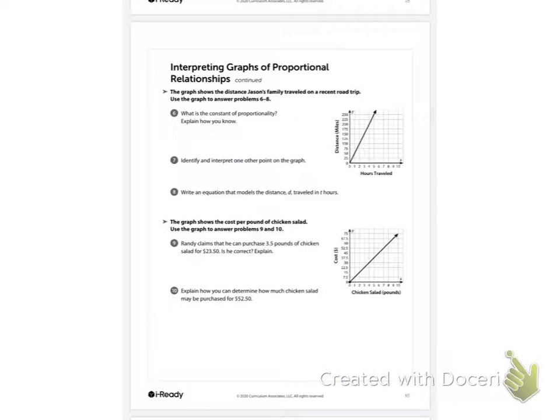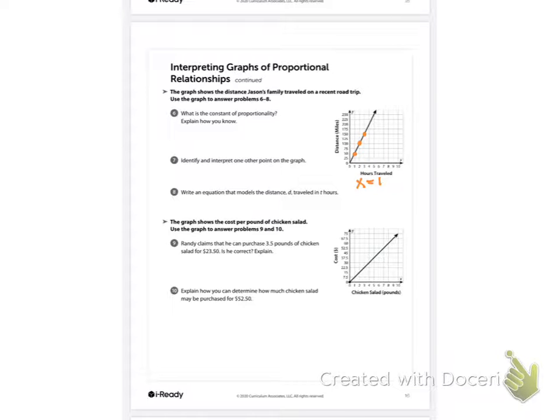On the second page, for interpreting graphs of proportional relationships, it continues. For number 6, we're trying to find the constant of proportionality. Remember, the constant of proportionality is how much it changes when x equals 1. I can find it on this graph by figuring out where x equals 1. If I want to be sure, I can continue this table here.